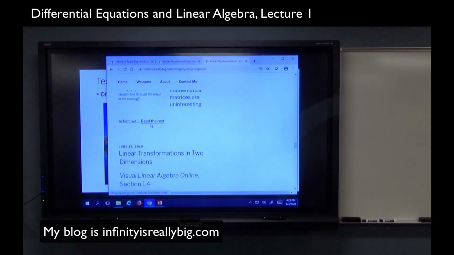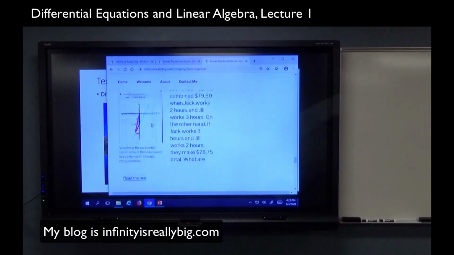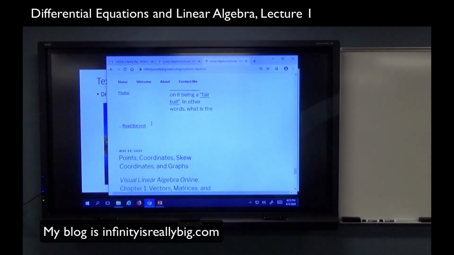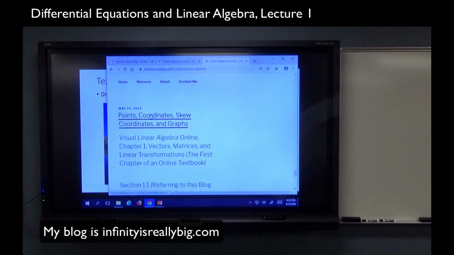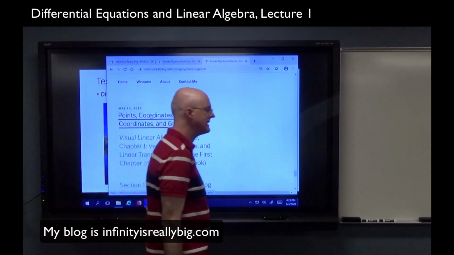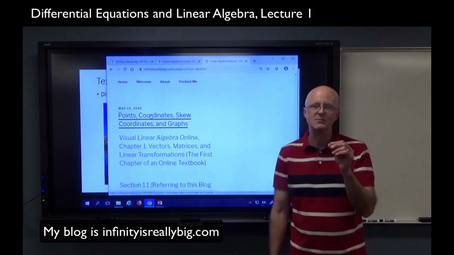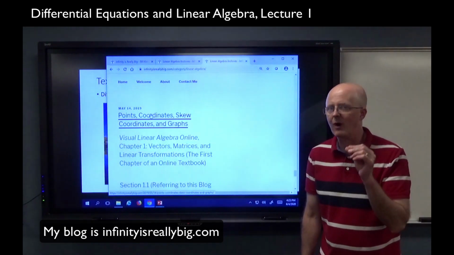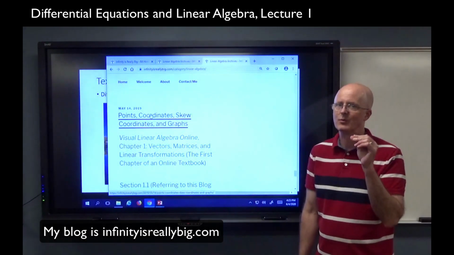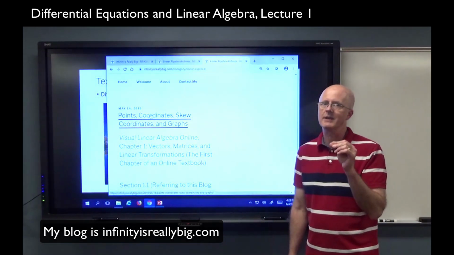And in fact, the very first section of the book is about something that seems pretty simple. Points, coordinates, something called skew coordinates, and their graphs, which sounds like that might be too basic to even bother reading, but don't give in to the temptation to think that you don't need to read it. You should read it. There are a lot of subtleties with even basic things that are worthwhile to learn in this subject, to really understand more fully what's going on.